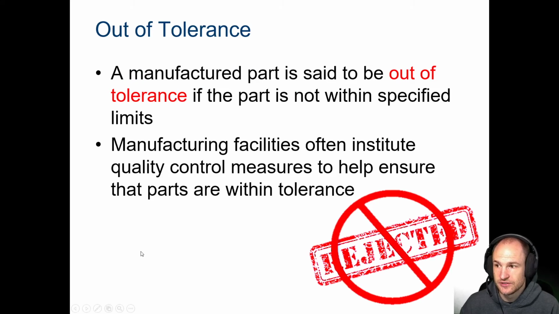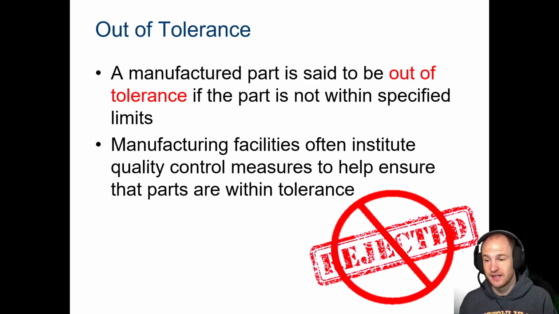So if things are out of tolerance and they're not within their specified limits, these parts get rejected. Just like when we were measuring the blocks, we rejected some of the blocks because they were too far out of the standard deviation. They were out of our tolerance set by the standard deviation.